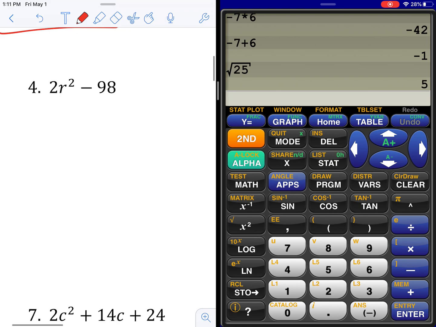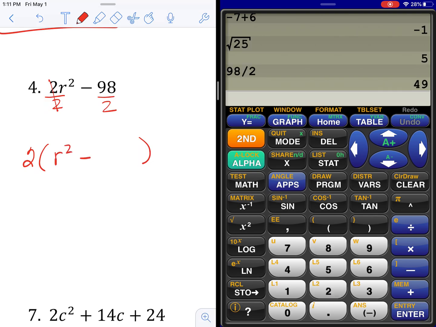Number 4. 2r squared minus 98. Can you take out a greatest common factor? And you can. You can take out a 2. So I'm going to divide each of these terms by 2. I get r squared minus your 98 divided by 2 is your 49.